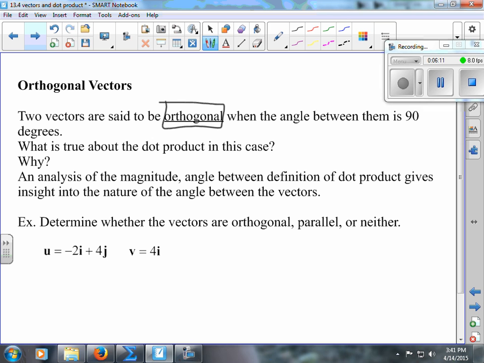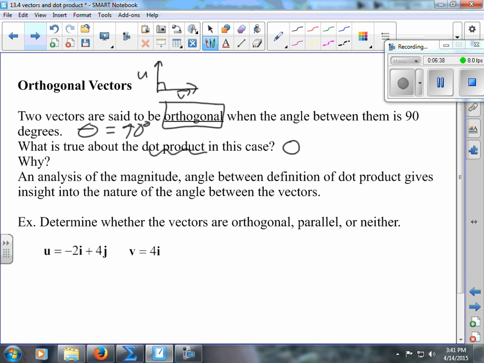It means that the angle between the two vectors is 90 degrees. Okay, so let's suppose that that's our theta, that theta is 90 degrees. What happens with the dot product if theta is 90 degrees? If your two vectors, u and v, are at right angles, then what is the dot product of u and v? Well, it's going to have to be 0.